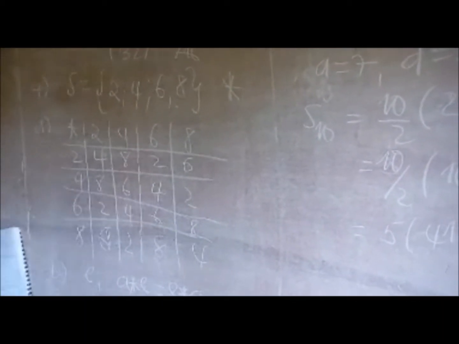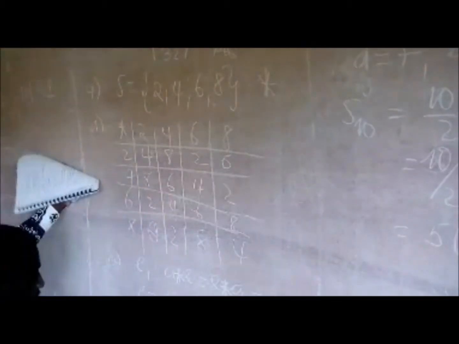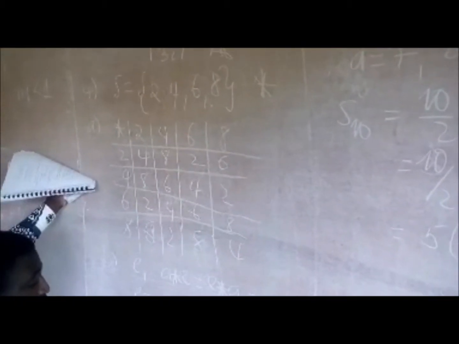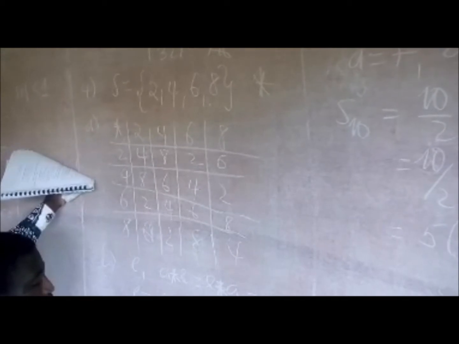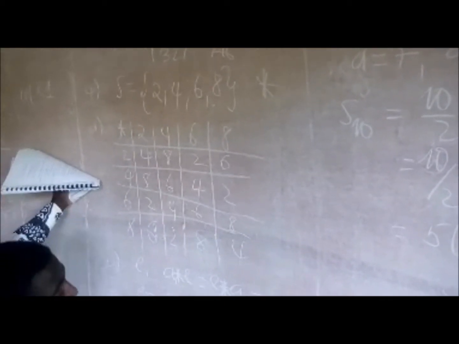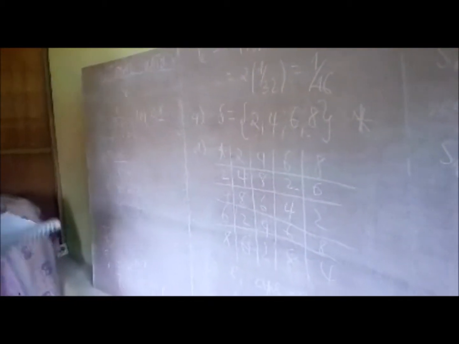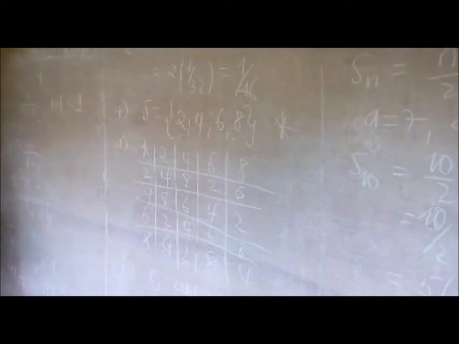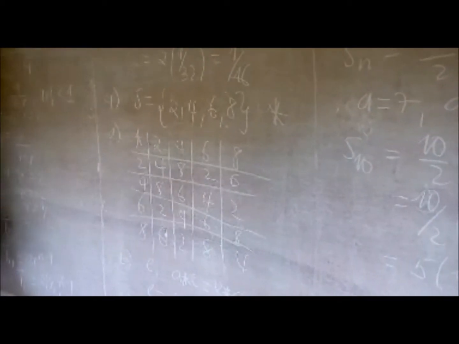Now, we have to determine the inverse of each element. The inverse of an element is A inverse such that A star A inverse is equal to A inverse star A, which is equal to the identity element E. And we already know the inverse of the identity element is the identity element itself.